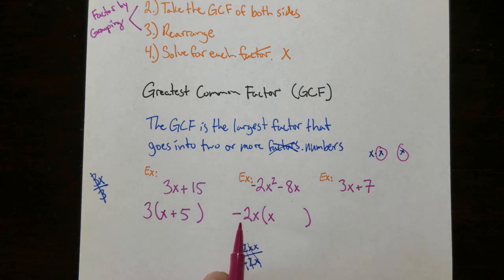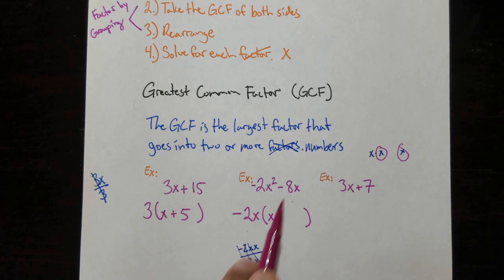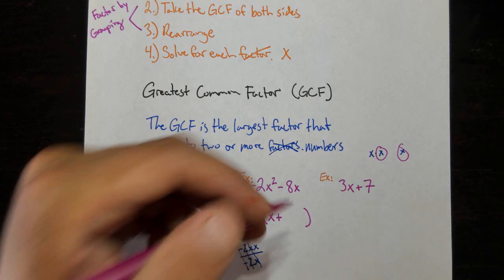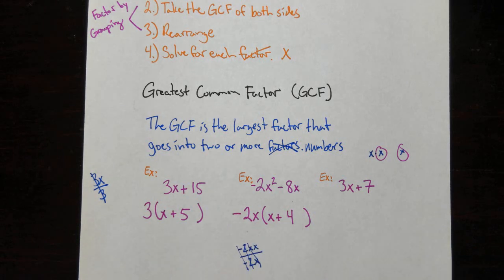And then negative 8x divided by negative 2x, well, that's going to be positive because negative divided by negative. 8 divided by 2 is 4, and the x's cancel out. x divided by x is nothing. So this is the factored version of this by pulling out the greatest common factor.